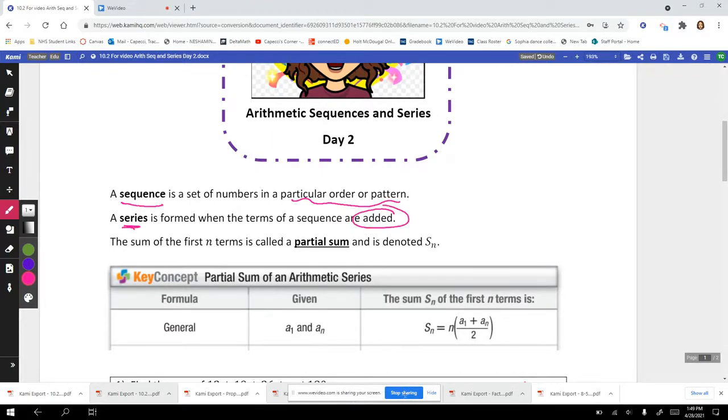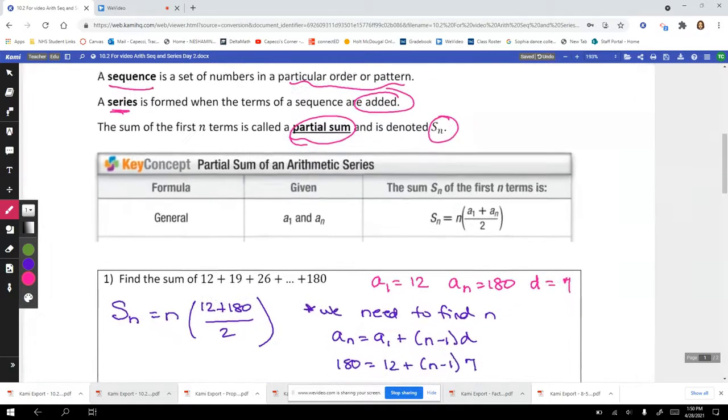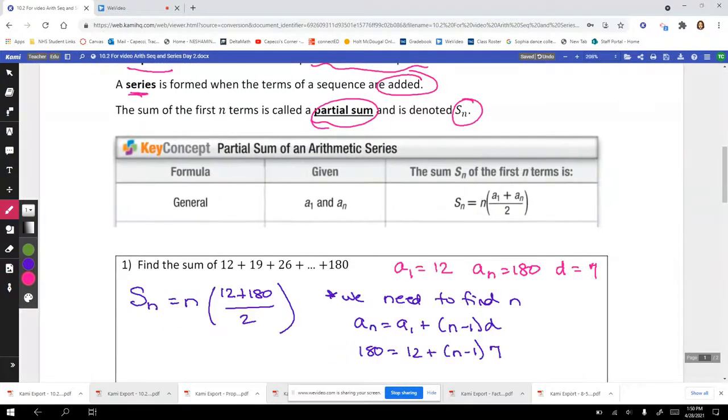We're going to deal with a partial sum, in which we're adding a certain number of terms, 7 terms added together, 10, whatever it is. And this is what we call S sub n. We have a formula that we're going to use: S sub n is equal to n, the number of terms, times, in parentheses, the quantity of the first term plus the last term, and then we divide that by 2.